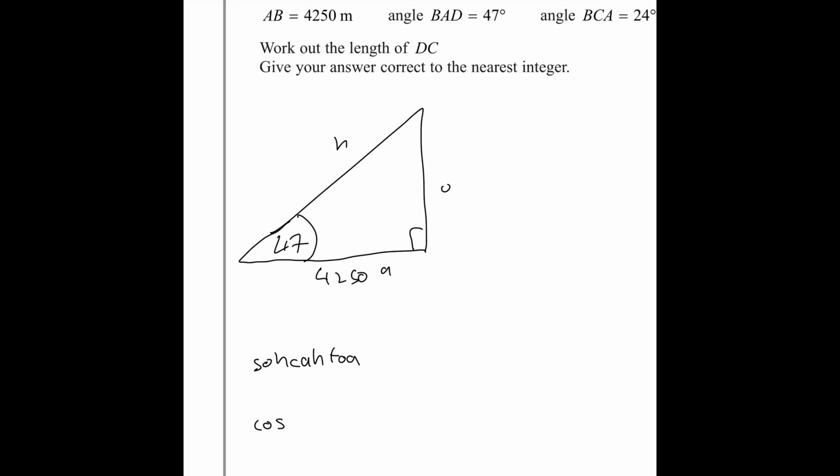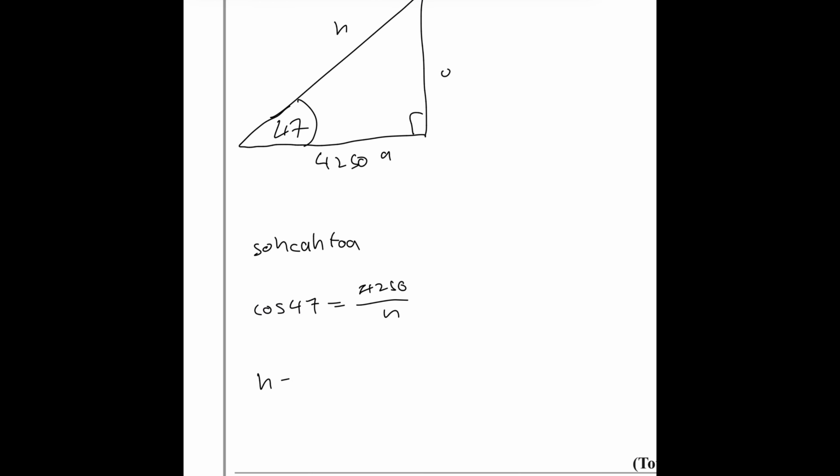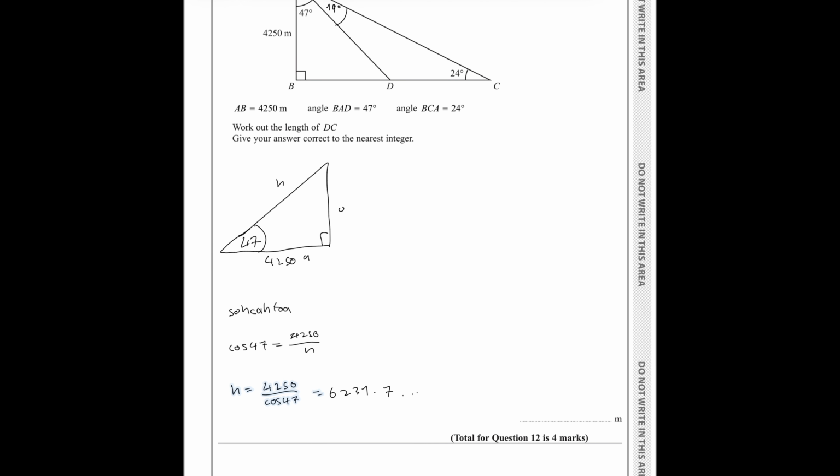Cosine. So that means the cosine of 47 is going to be equal to the adjacent over the hypotenuse. So the hypotenuse is equal to 4,250 divided by cos of 47, if you rearrange, which is going to give us 6,231.77 to one decimal place. In your calculation, you shouldn't do any rounding, but just to put it down here, I'm going to round. But in the further calculations, I'm just going to use the whole number.